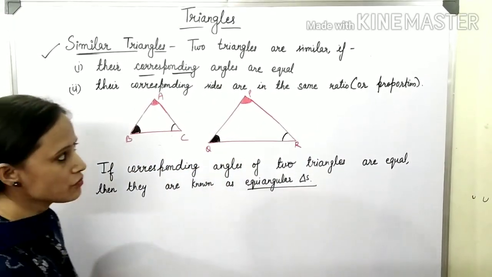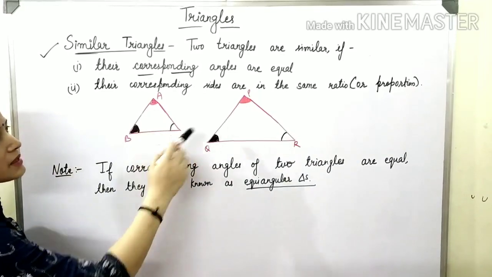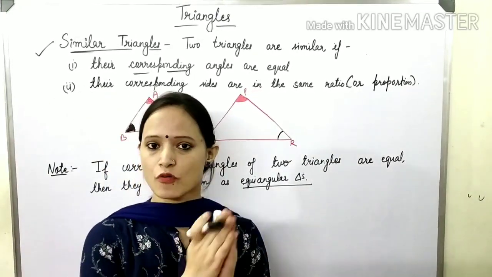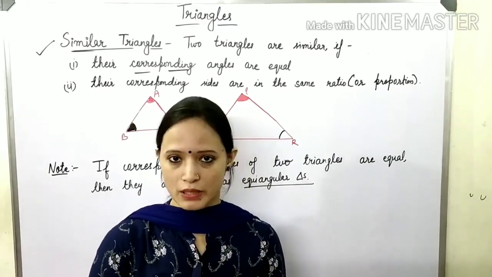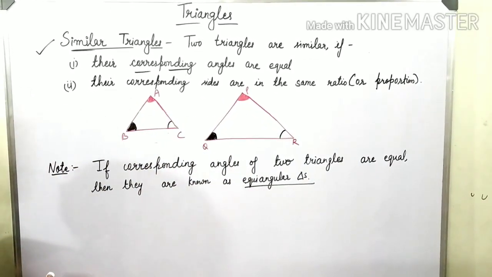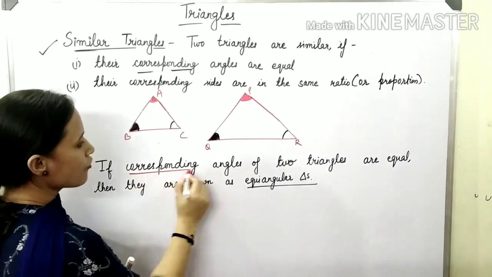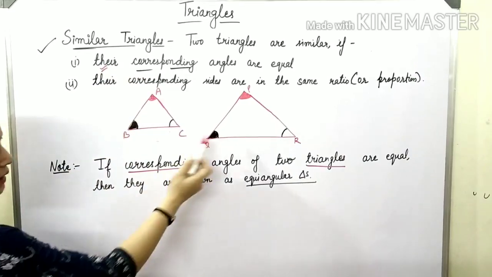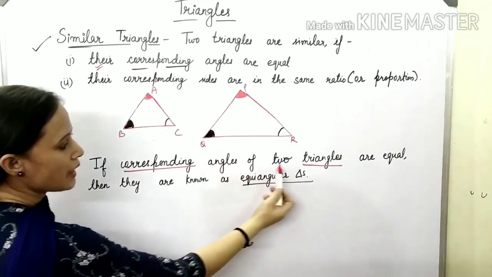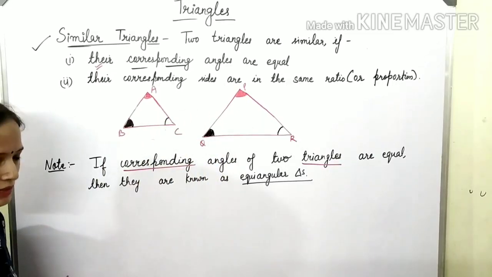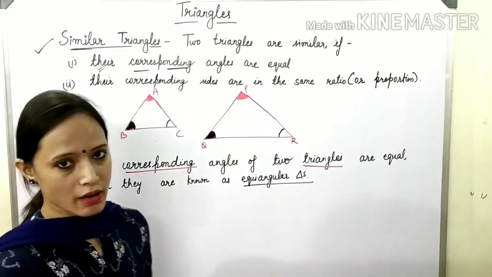And the second condition, we should see that their corresponding sides are in the same ratio. So the same condition as it was for similar polygons. We should note here that if corresponding angles of two triangles are equal, that is the first condition, then in the two figures, they are known as equiangular triangles.